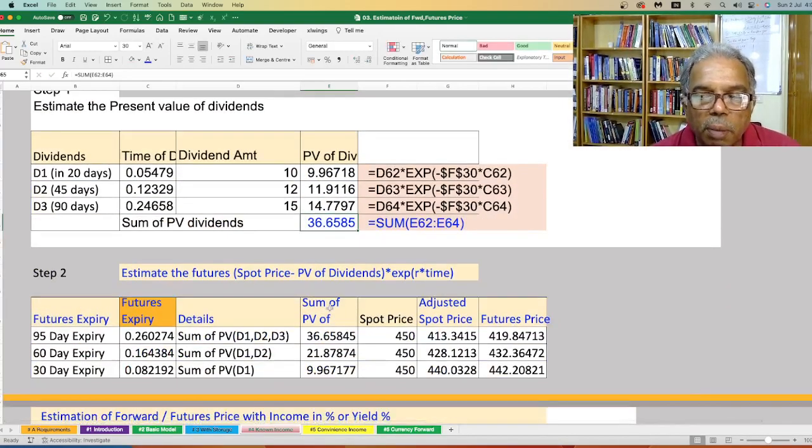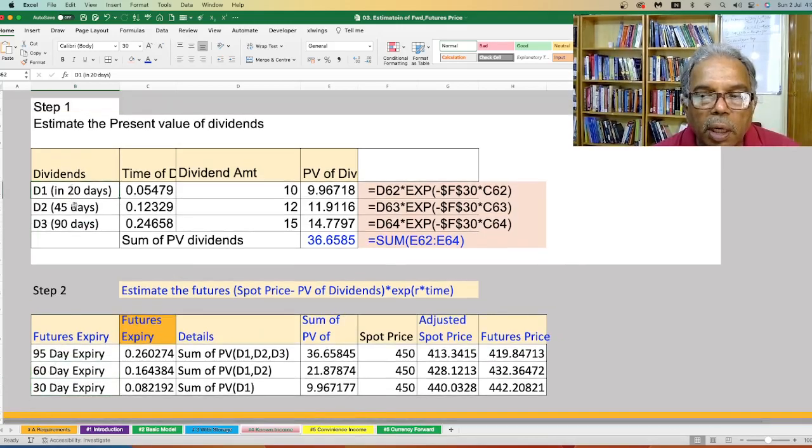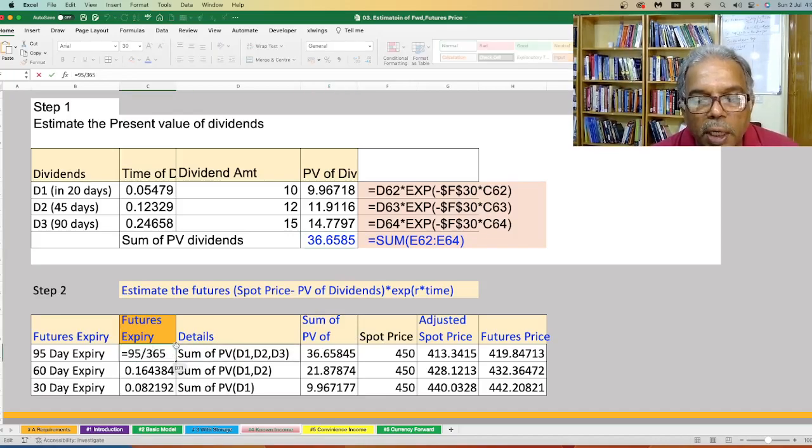Now, the next step is to estimate the futures price of a 95-day expiry, 60-day expiry, and 30-day expiry. So look at the three dividend periods and the expiry of the first one. All these three dividends come within the expiry of 95 days. So we can include the present value of all the D1, D2, D3 while calculating the adjusted spot price. Now let's calculate the expiry time also.